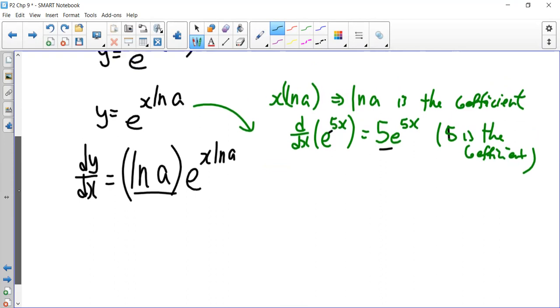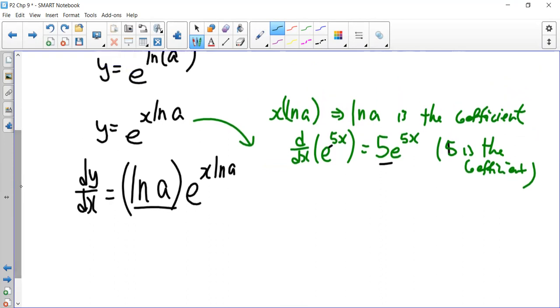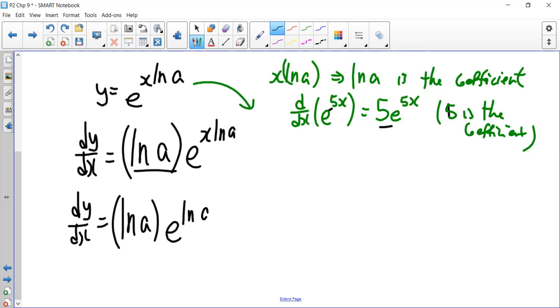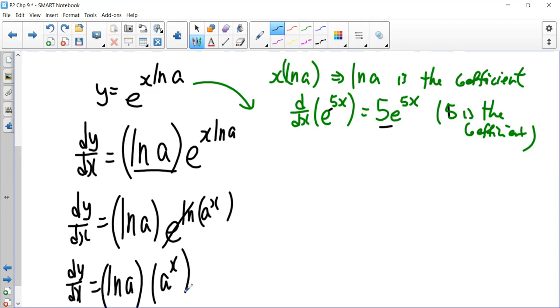Now look at the left-hand side as well. I've differentiated, therefore I put dy by dx on the left-hand side. Next, it's time to wrap it up. On the right-hand side, I'm going to put the x back in the power, so e to the power of ln a to the power of x. E and ln cancel out, so dy by dx equals ln a times a to the power of x.